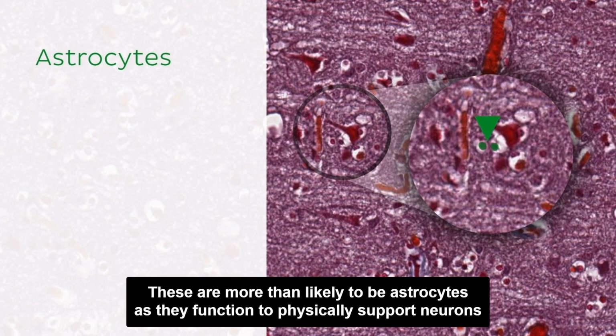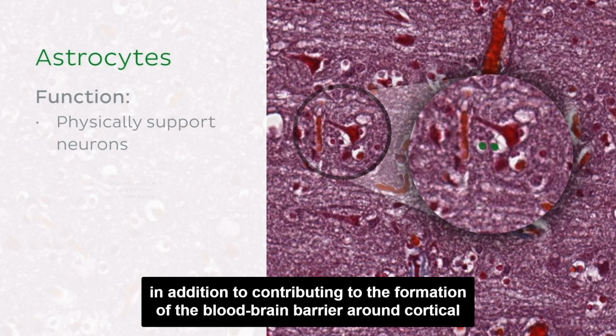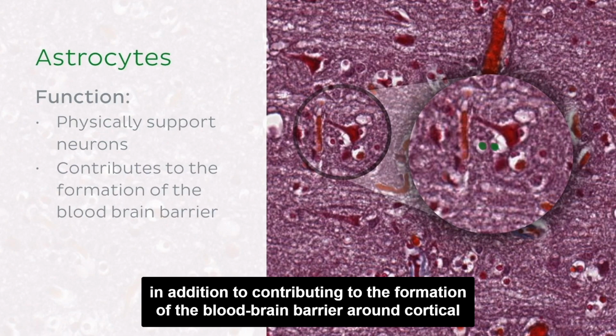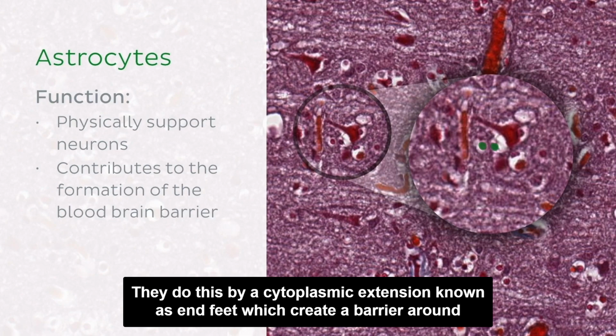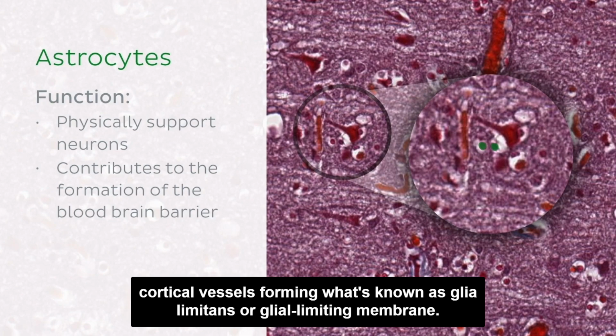These are more than likely to be astrocytes, as they function to physically support neurons, in addition to contributing to the formation of the blood-brain barrier around cortical blood vessels. They do this by a cytoplasmic extension known as end feet, which create a barrier around cortical vessels, forming what's known as glia limitans, or glial limiting membrane.